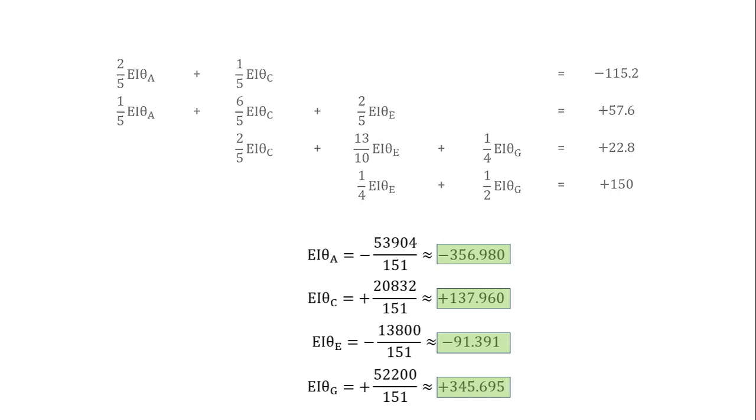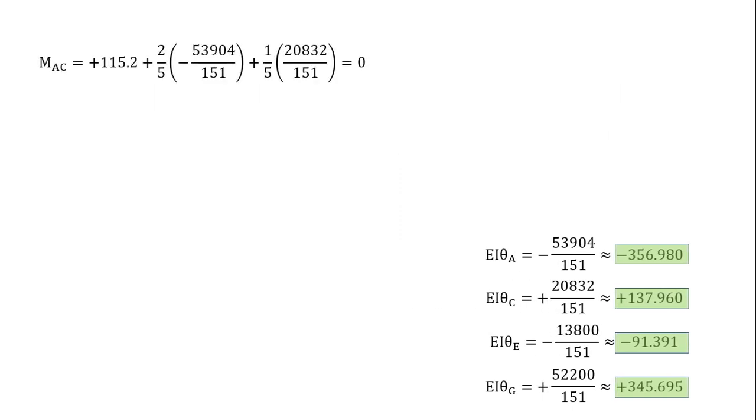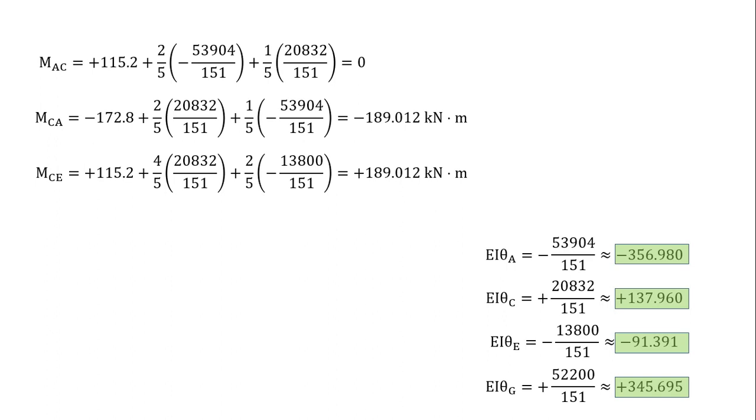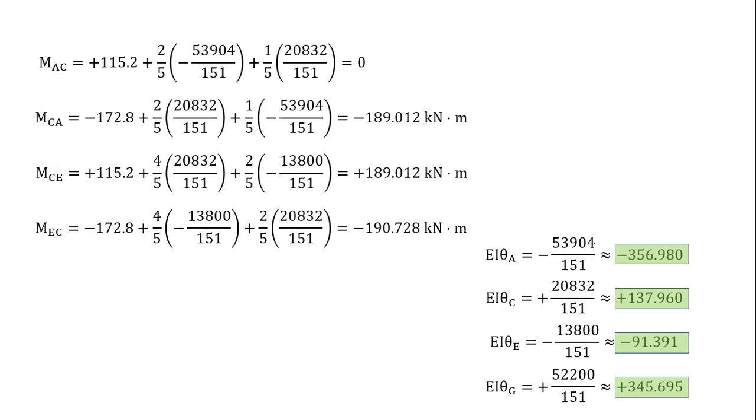Kasi pagdating dito, pag substitute natin ulit dun sa slope-deflection equations natin, mas magandang sakto yung isa-substitute natin so that we can see that MAC is really equal to 0. You can counter-check that, no? MCA, upon substituting the pertinent values, you arrive to negative 189.012 kilonewton meter. So, we expect dapat yung isa, MCE, ayan, dapat positive. Kasi nga, yung sum nilang dalawa ay equal sa 0. You can counter-check the values, guys. No? Next, punta tayo sa MEC. By substituting the values ng theta E tsaka ng theta C, we have negative 190.728 kilonewton meter.